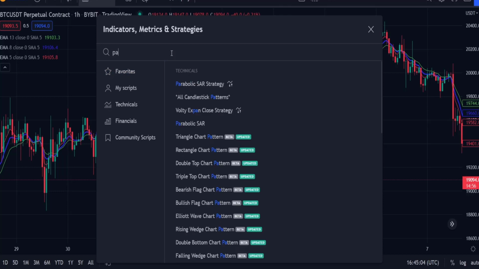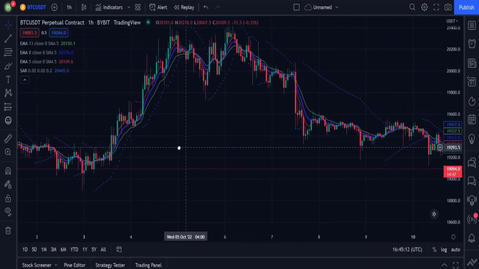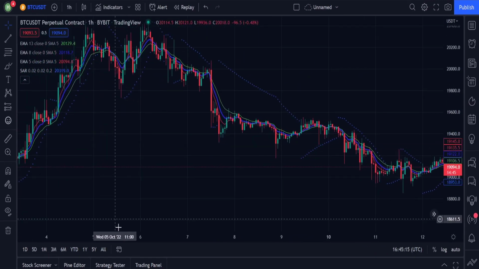Now we'll add another indicator to the chart. So in the Indicators tab, we'll search for Parabolic SAR. Add this one right here. Alright, now the setup is ready, so let's understand the trading rules.